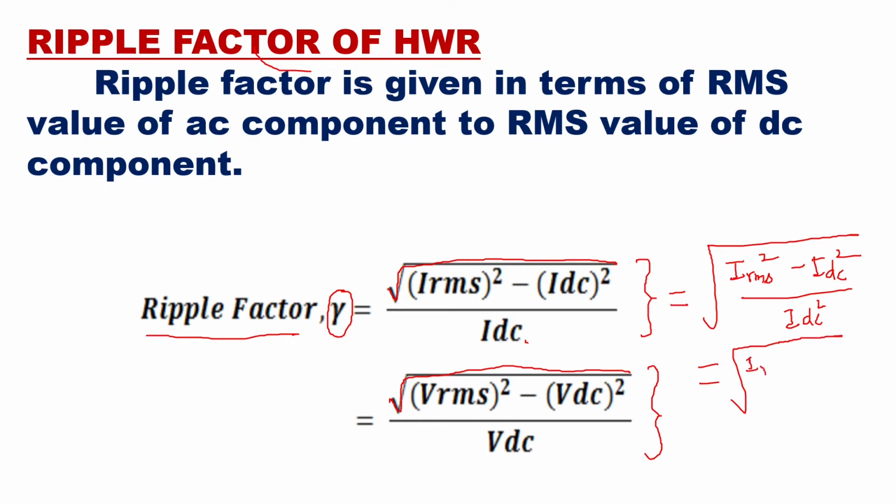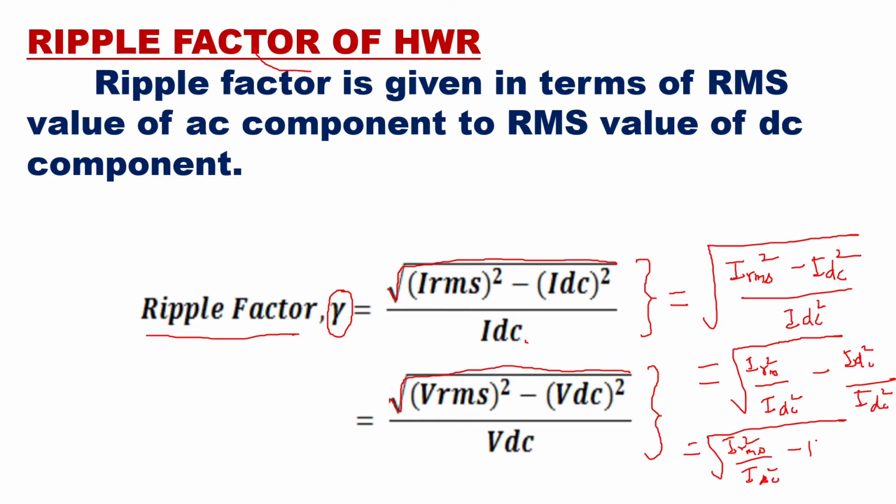It can be written as IRMS square upon IDC square minus IDC square upon IDC square. So IDC square upon IDC square will be 1, and here you will be having IRMS square upon IDC square. So you can take this as under root IRMS square upon IDC square minus 1. So this also can be a rearranged formula.